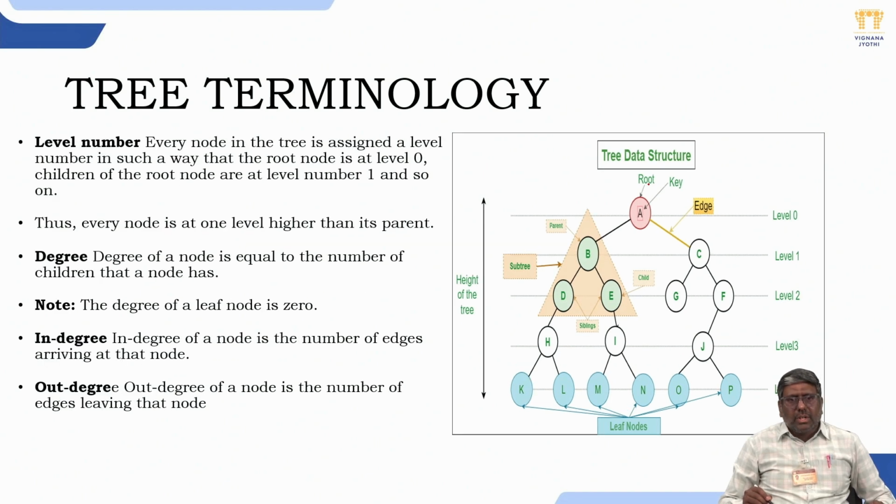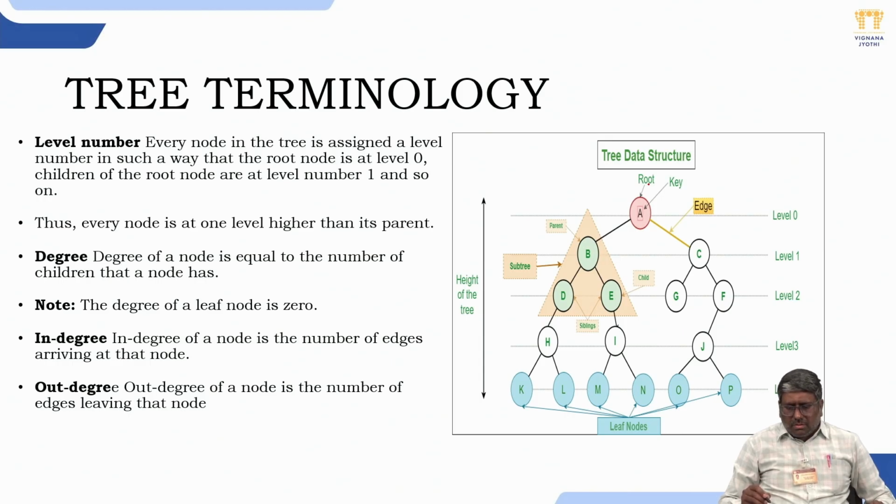Then degree. The degree of a node is equal to the number of children that the node has. The degree of a leaf node is 0. We can calculate the degree for directed trees and for undirected trees. If the tree is a directed tree, then we have the in degree and the out degree. The in degree of a node is the number of edges arriving at that node, and the out degree of a node is the number of edges leaving that node. The in degree and out degree are there for the directed tree.